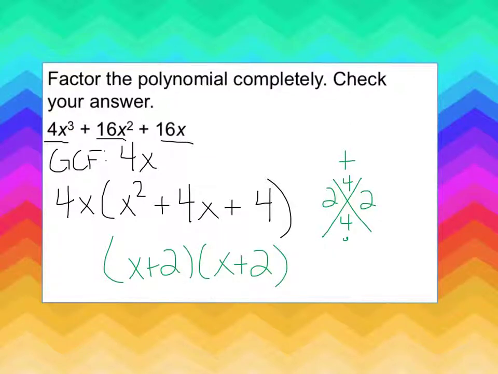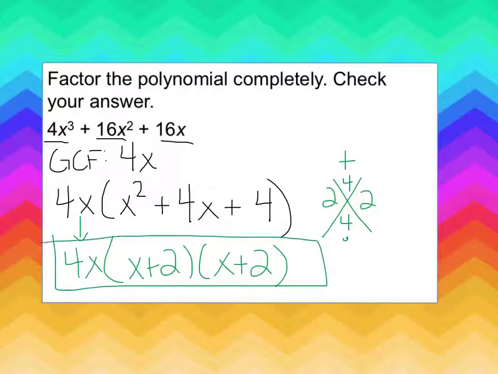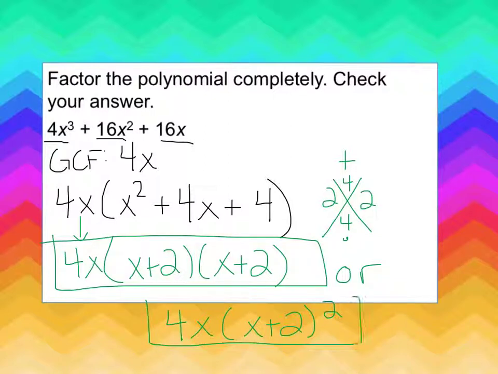And then on the outside we still have that GCF we need to write because that's going to be our fully factored answer. We could also write it as 4x and x plus 2 to the squared power since we have two x plus 2's. Both answers are acceptable. Notice we used 2 steps here. The first one was GCF. We had to factor by GCF. Write that down. Then we have to factor using the X method.